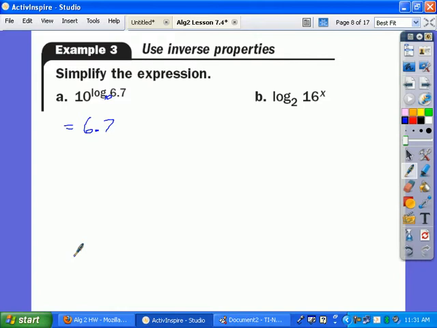A student asked in a previous class, "Smith, what if this was a 9 here? What if I had 9 to the log base 10?" Those will not cancel out. The numbers have to match. This is a 10 here, this is a 10 here. The numbers must match for these to be able to cancel out.